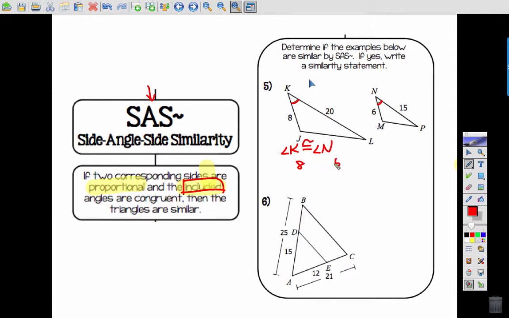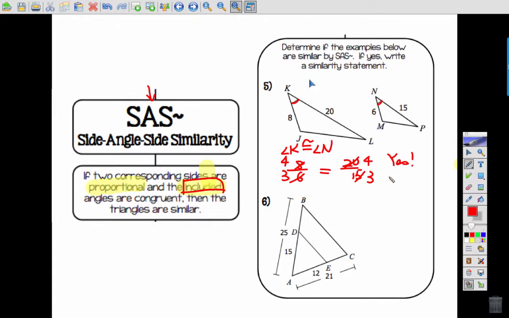I have to calculate my scale factors, so I lay them out. I go, just like what I did previously. I go from the smallest to the largest in the first triangle. Then I go from the smallest to the largest in the small triangle, and you will find out that they both can be reduced to 4/3. Therefore, the answer is yes.